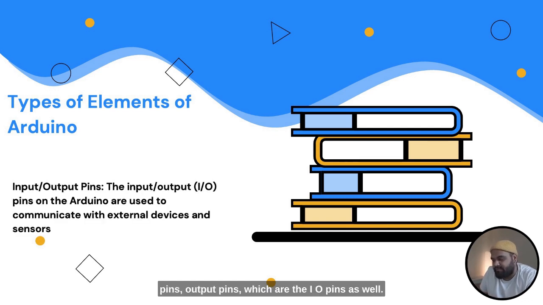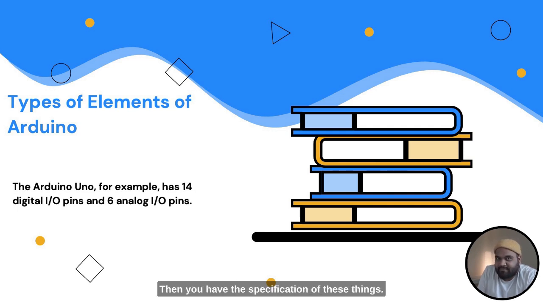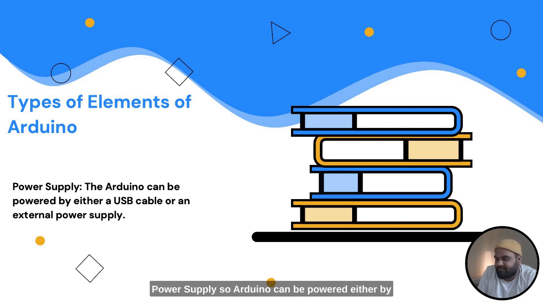Then we have the input and output pins, the I/O pins. These are used to communicate with external devices and sensors. You need to understand that Arduino is a board which allows you to connect multiple sensors and make multiple projects. But the whole idea is there should be a way for Arduino to communicate with the outside world, and that happens with the input-output ports. If you don't have the input-output ports, then of course it's impossible for anyone to control Arduino, and that's why these are important. Then you have the specifications of these. The Arduino Uno, for example, has 14 digital I/O pins and 6 analog I/O pins. We'll also see these afterwards, don't worry. Power supply: Arduino can be powered either by a USB cable or an external power supply.